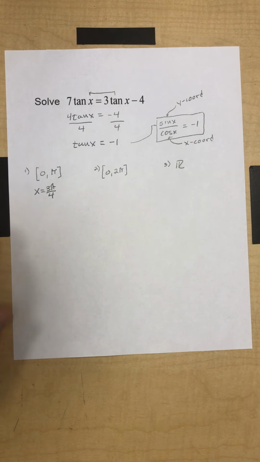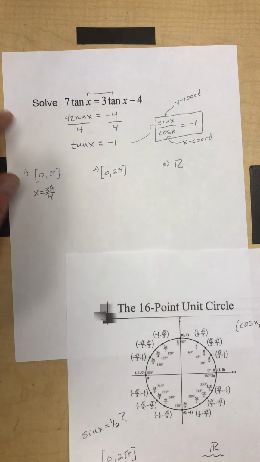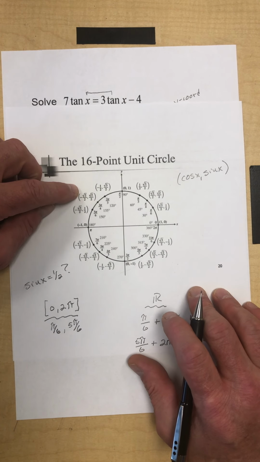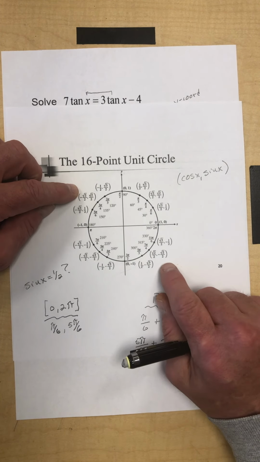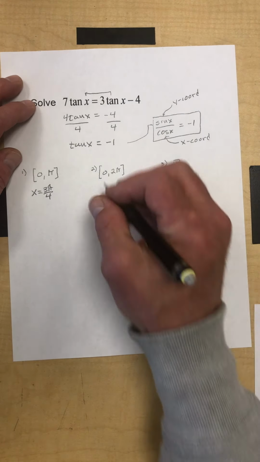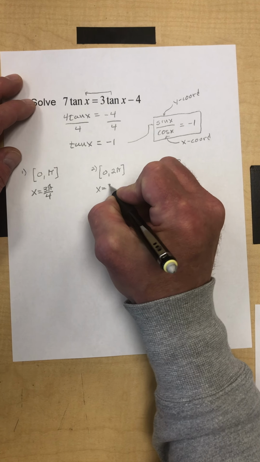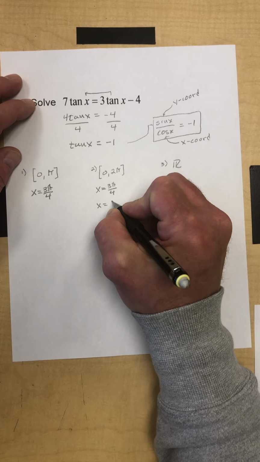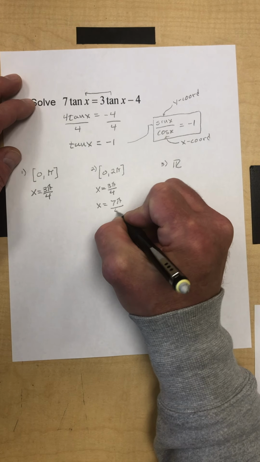Now if we go from 0 to 2 pi, not only do we have this guy at 3 pi over 4, but notice we'd have this guy down here at 7 pi over 4. So we'd have 2 solutions there, 3 pi over 4 and 7 pi over 4. So here we would have x equals 3 pi over 4 and x equals 7 pi over 4, like that.